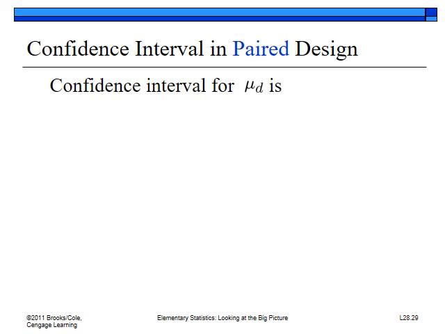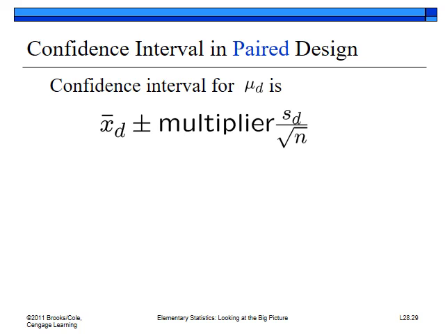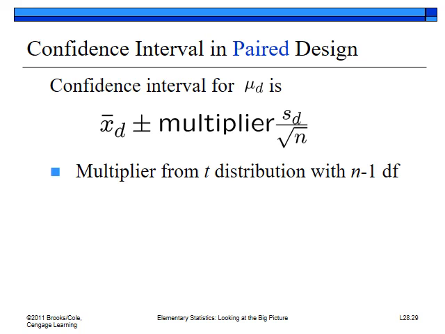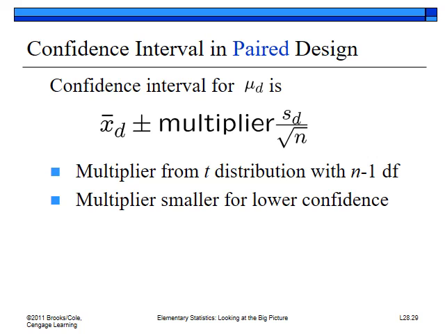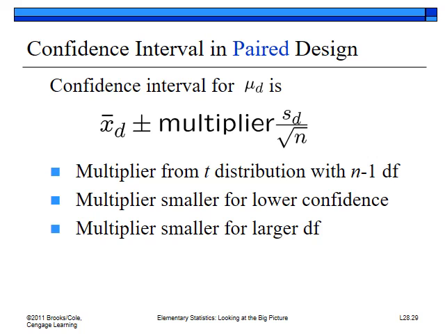So the confidence interval for the mean of the differences is computed in much the same way. It's the sample mean of the differences plus or minus a multiplier times the standard deviation of the differences in the sample over the square root of n. That looks very similar to the last formula. Again, the multiplier is coming from the t distribution with n-1 degrees of freedom. The multiplier is smaller for lower confidences and higher for larger confidences. The multiplier is also smaller for larger degrees of freedom and bigger for lower degrees of freedom.